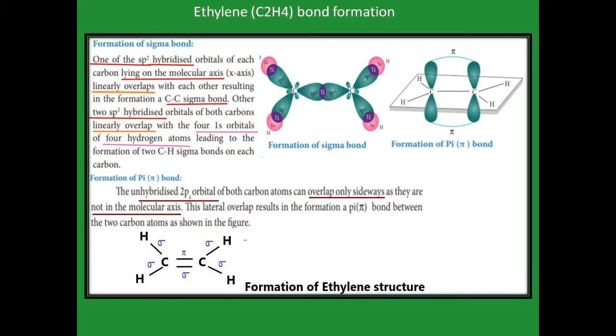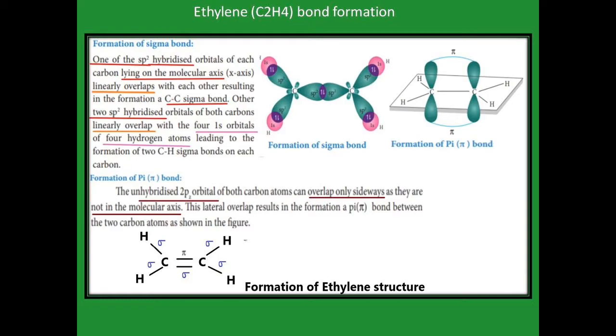The unhybridized 2pz orbitals of the carbon atoms overlap sideways. They are not on the molecular axis. Those that are on the molecular axis form the sigma bond. Here, in the pi bond formation, the 2pz orbitals do not lie on the molecular axis.